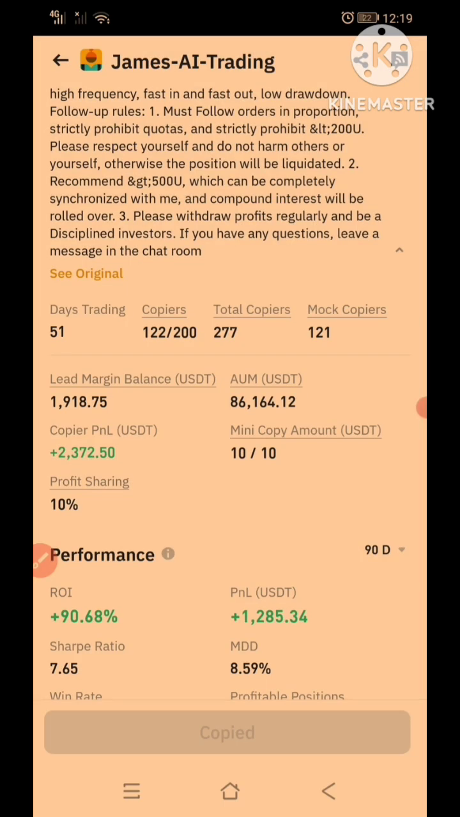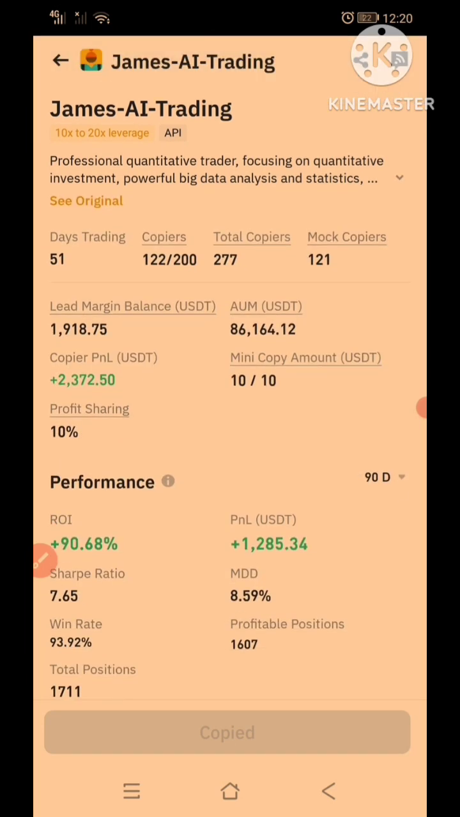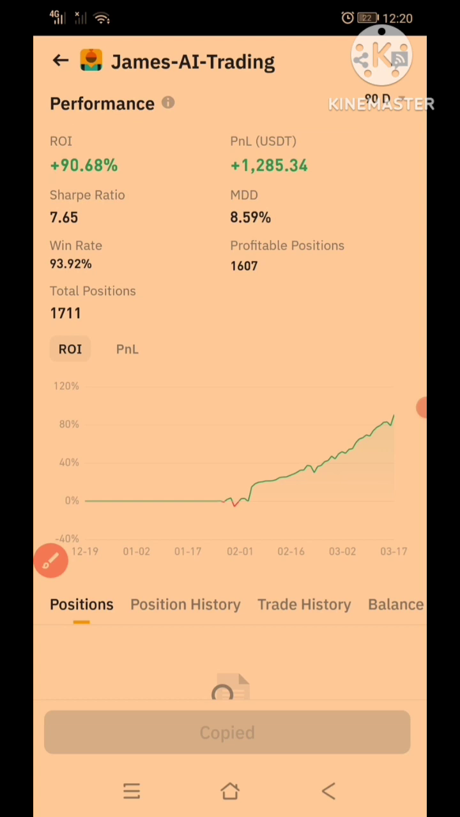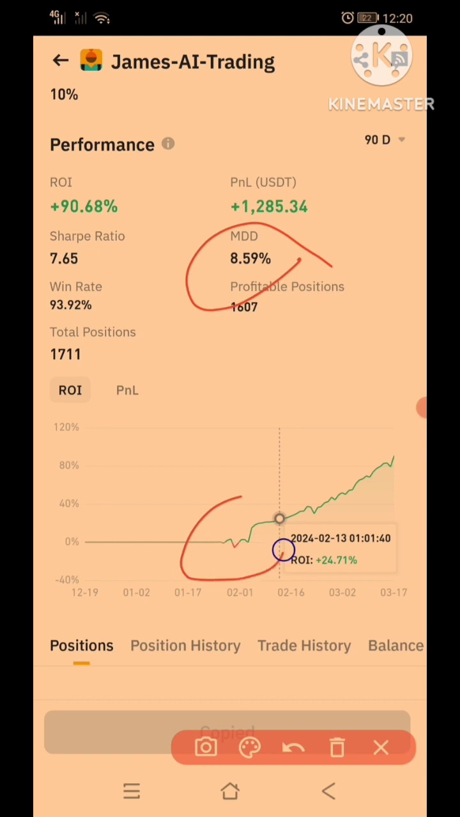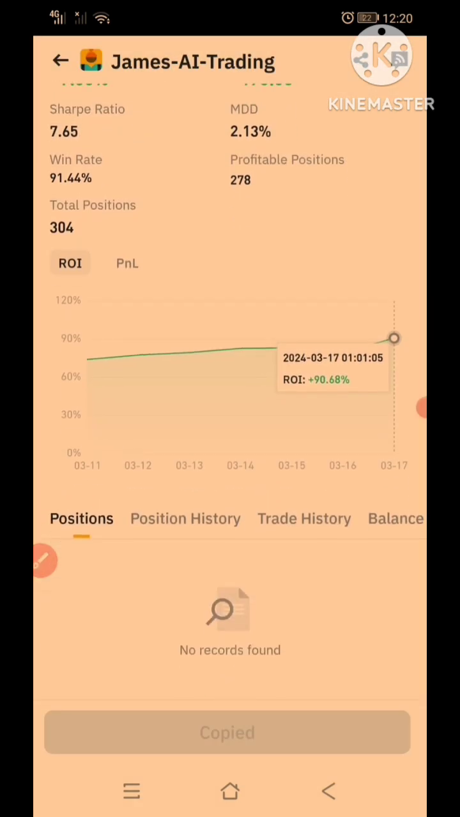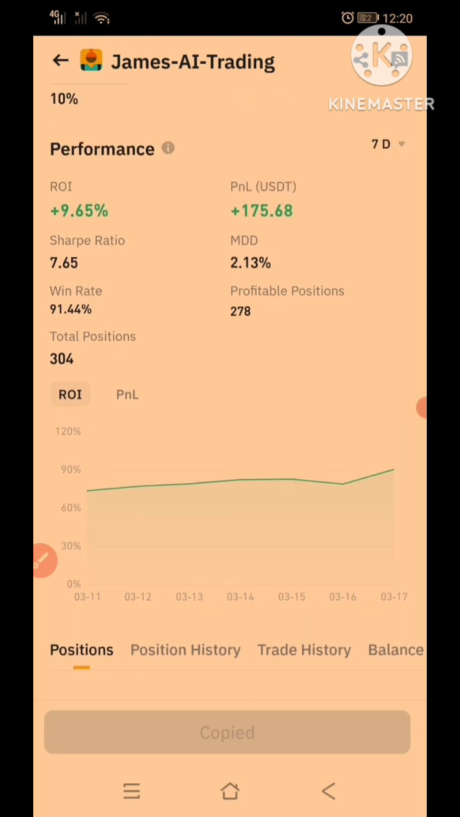If we go 90 days, he's trading since 50 days and he has already 90% profit. And this is the graph. His max drawdown of 8 was in the beginning and here, but not now. This was the real test. The last 3-4 days was the test. 7 days back, what did he make in profit? 10% profit in the last 7 days during a major correction.